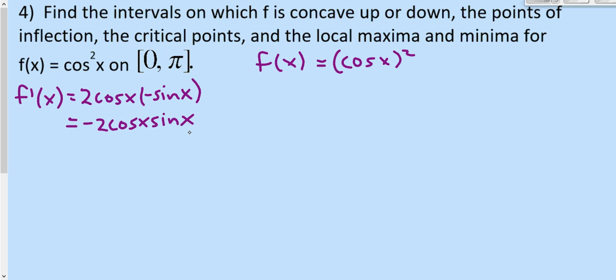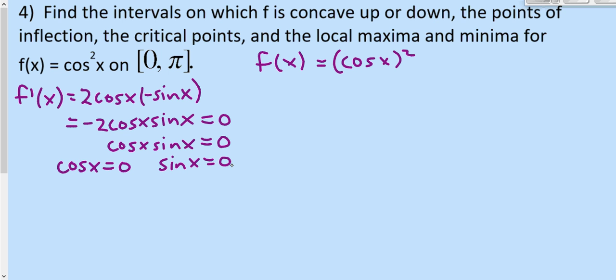We want to find where that equals 0 or does not exist, and it always exists, so let's find where that equals 0. Let's divide both sides by negative 2. And then let's set each factor equal to 0. So cosine x equals 0, sine x equals 0.